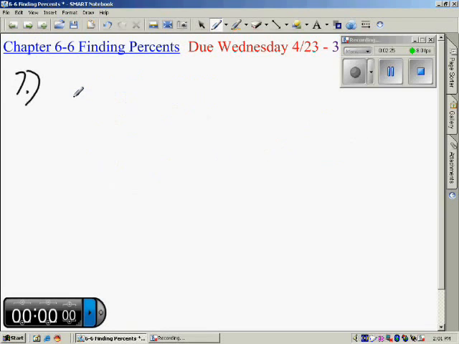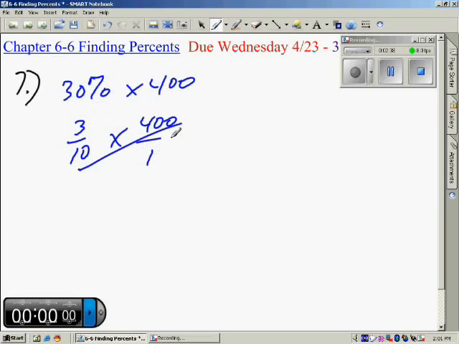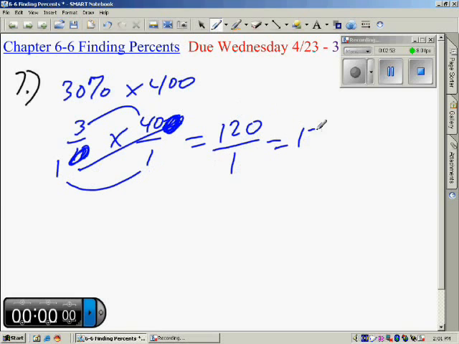Okay? Number 7, we have 30% of 400. So we look at the chart. 3 over 10. That's 30% of 400 over 1. Simplify before you multiply. 10 divided by 10 is 1, and 400 divided by 10, just one decimal jump to the left, you get 40. So draw your arcs. 3 times 40 is 120, and 1 times 1 is 1. So your answer is 120.